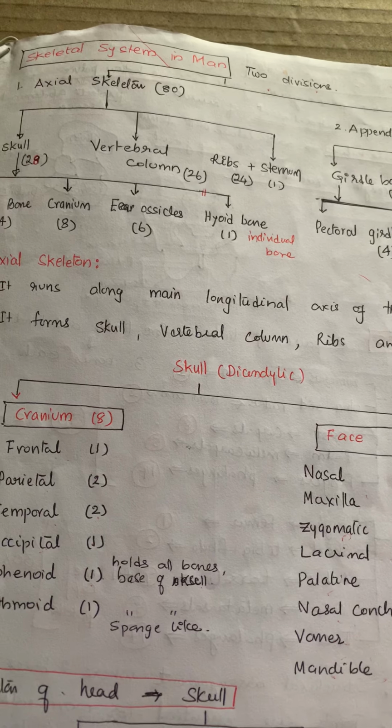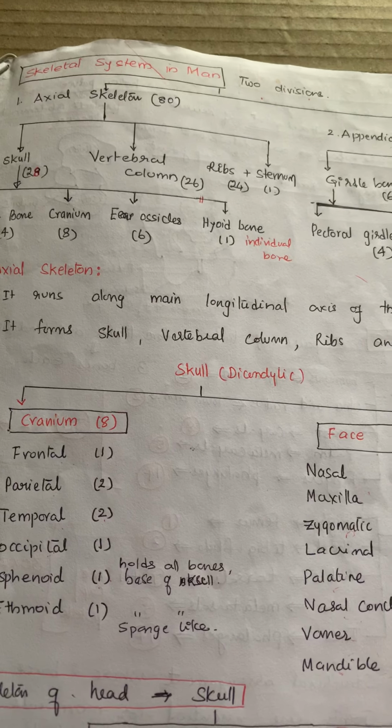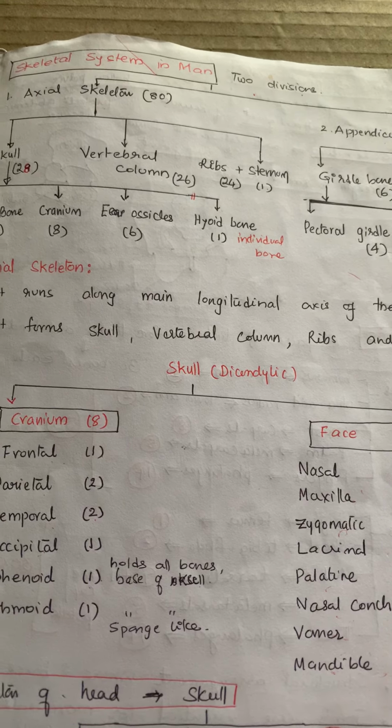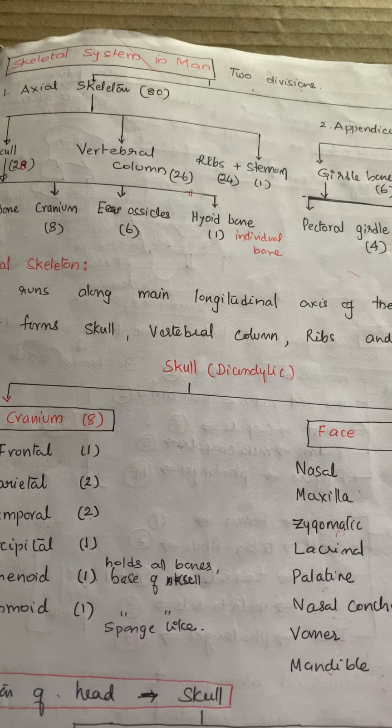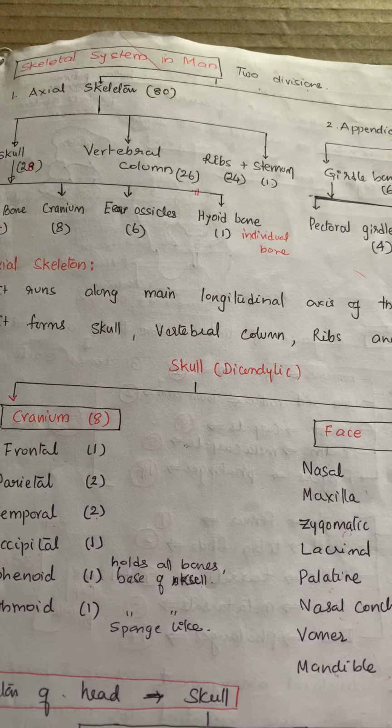It consists of altogether 80 bones. Skull consists of 28 bones, vertebral column 26 vertebrae, and ribs 12 pairs of ribs, and sternum. So altogether it consists of 80 bones.